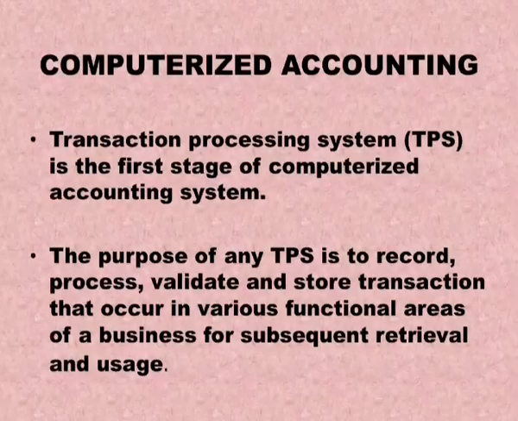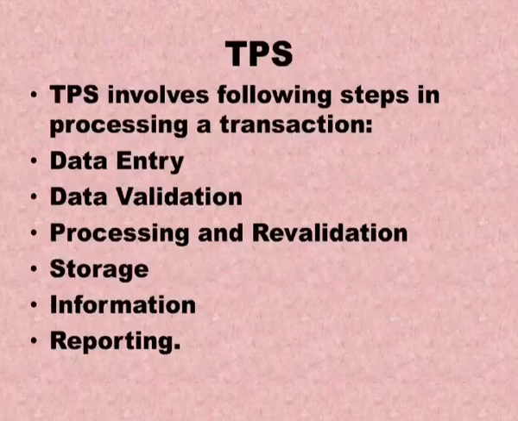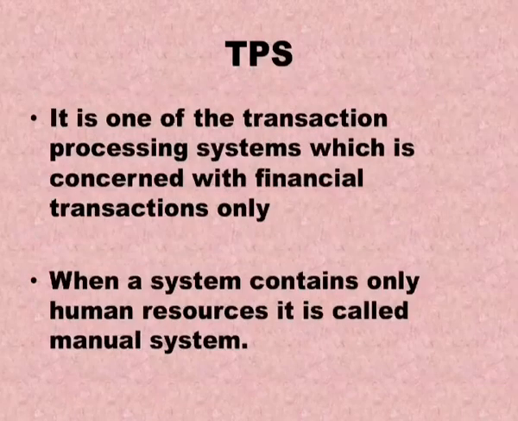Now, we will start computerized accounting. Transaction processing system. TPS is the first stage of computerized accounting system. The purpose of any TPS is to record, process, validate and store transactions that occur in various functional areas of a business for subsequent retrieval and usage. TPS involves the following steps in processing a transaction: data entry, data validation, processing and revalidation, storage, information and reporting. It is one of the transaction processing systems which is concerned with financial transactions only.